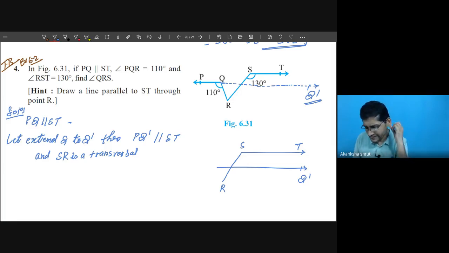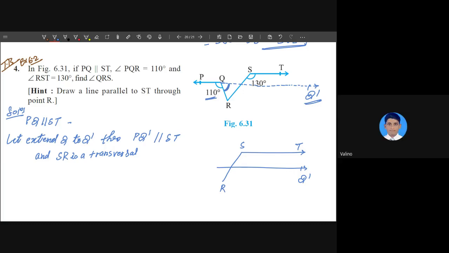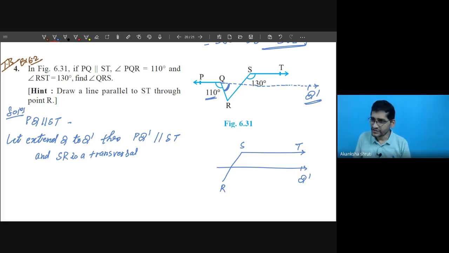From this, what can we conclude? Student, what can we conclude? See, this angle is given as 110 degrees. It means what can we do for this? This angle can be calculated. Can we calculate this angle? What will be this angle? 70 degrees. Very good. How? Just 180 minus 110. Yes, so it is this one.